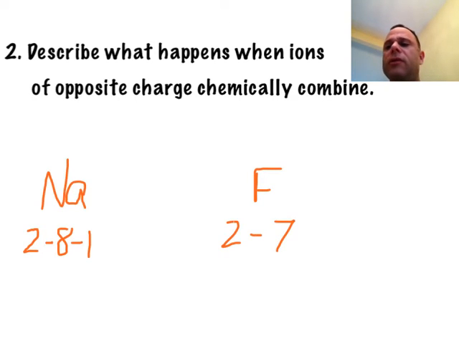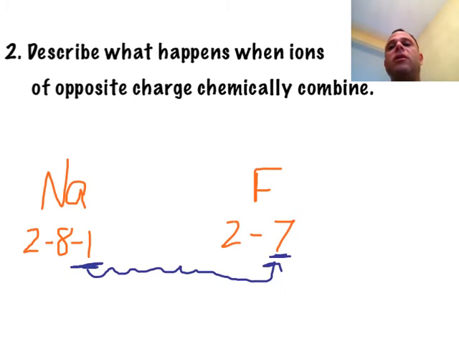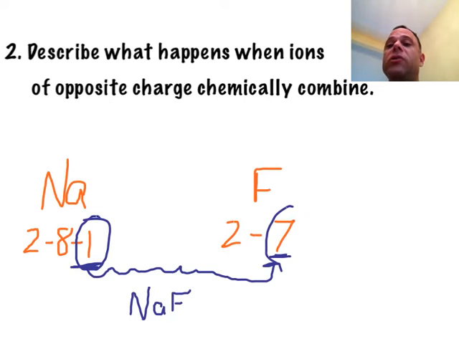Well, let's think about this. Consider it a puzzle. This guy wants to lose an electron. This guy wants to gain an electron. What might happen? Exactly that. The sodium loses an electron, the fluorine takes it. So they will chemically combine and become this new substance called sodium fluoride. Now this is easy to understand. This is a 1-to-1 ratio. This has 1 to give off, this has 1 to take. But it doesn't always work that way.